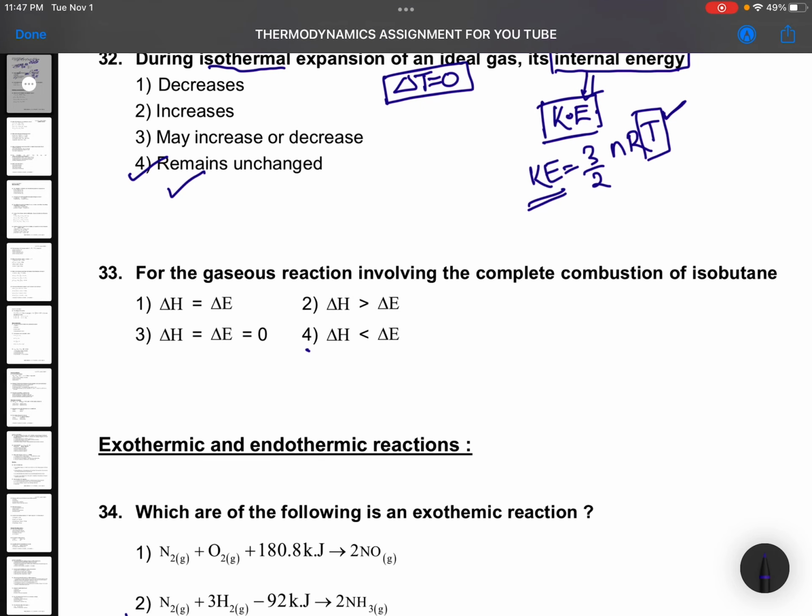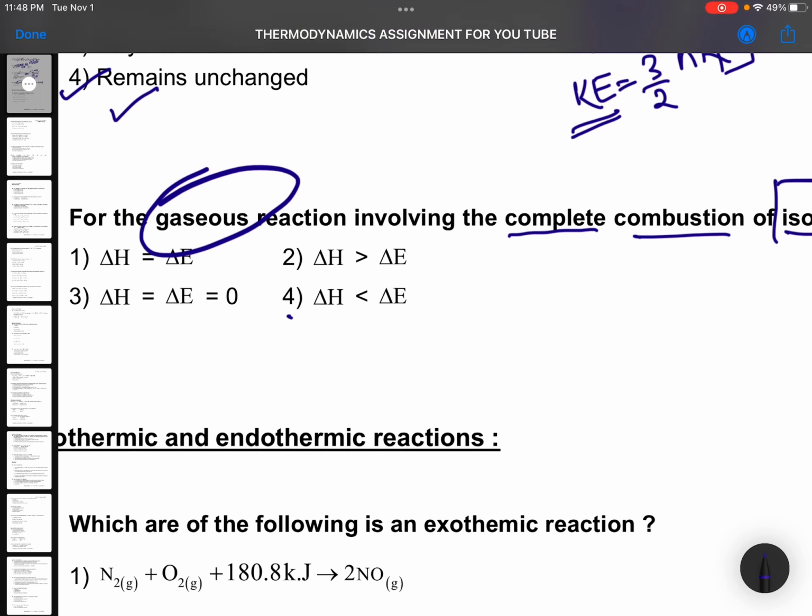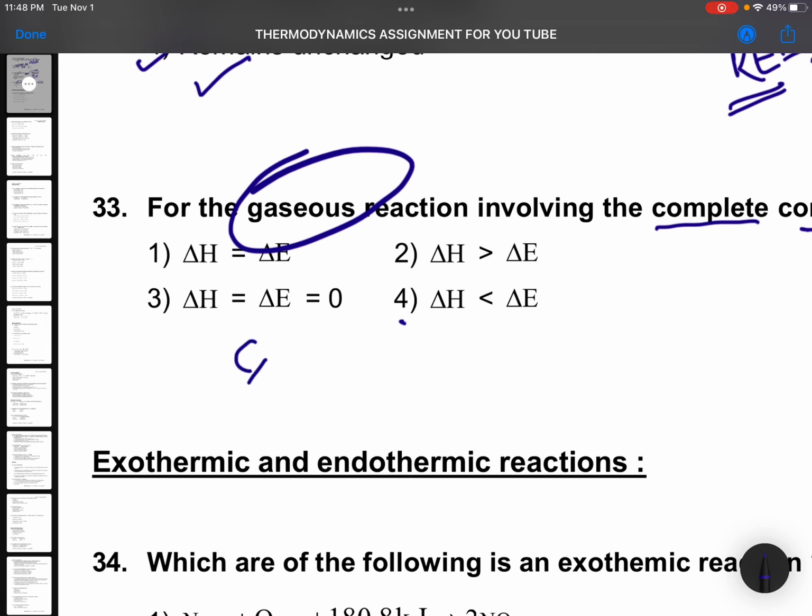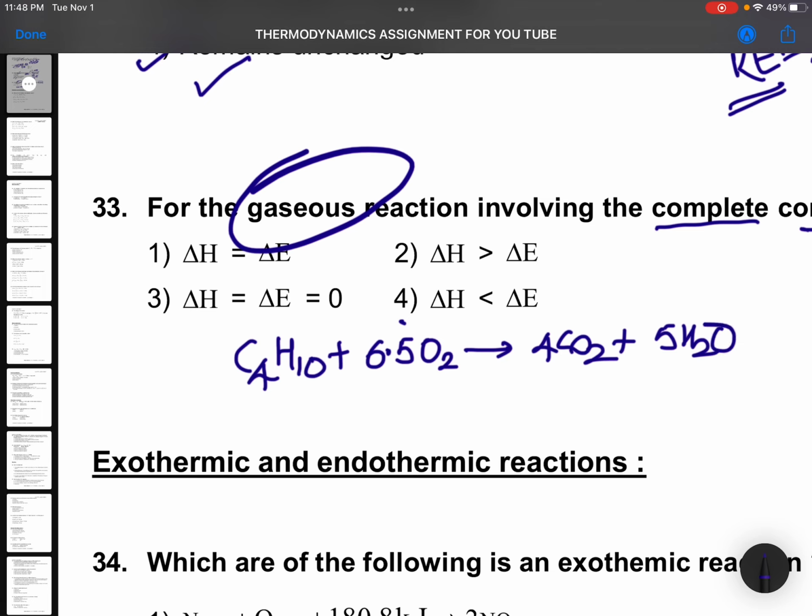Very good question. For the gaseous reaction involving the complete combustion of isobutane. See here, gaseous is mentioned. Isobutane, you should know what is isobutane. Butane is nothing but isobutane. Formula C4H10 plus 6.5O2 gives 4CO2 plus 5H2O. He mentioned gaseous reaction, which means all gases. Number of moles of products are 9, 4 plus 5. Number of moles of reactants are 6.5 and 1, 7.5. So this is positive.